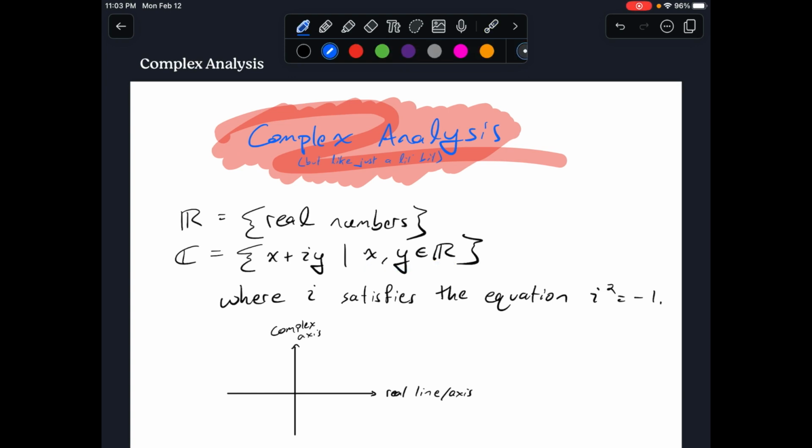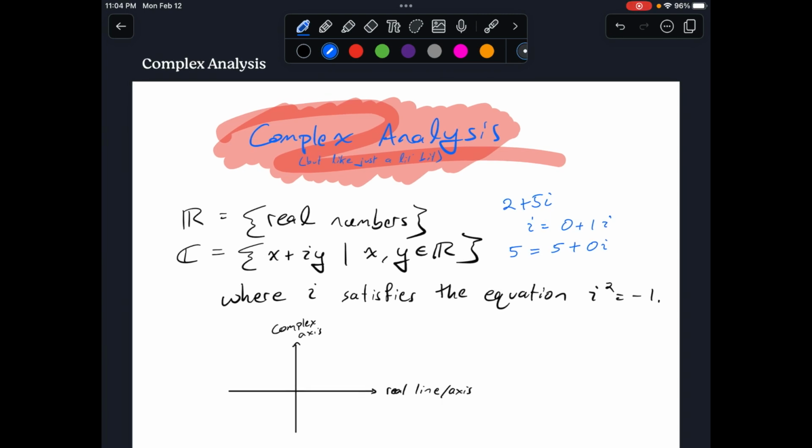So things like 2 plus 5i, that's a complex number. i itself is a complex number because you could write it as 0 plus 1 times i. And similarly, the number 5 is a complex number because you could write it as 5 plus 0i. Any real number is going to be a complex number. Like pi is a complex number, square root of 2 is a complex number, and so on and so forth.